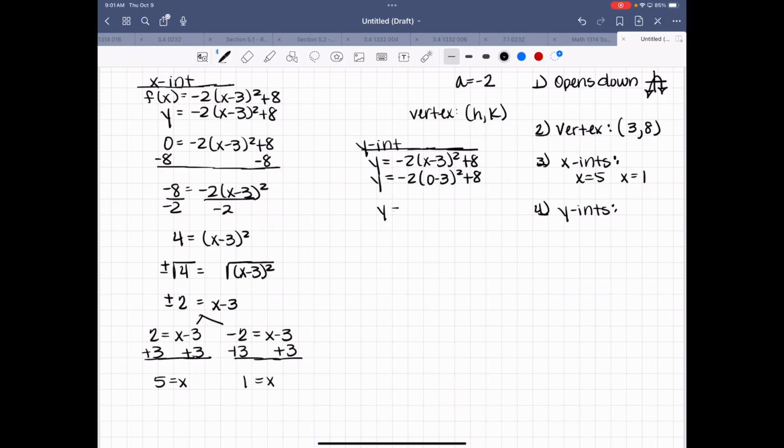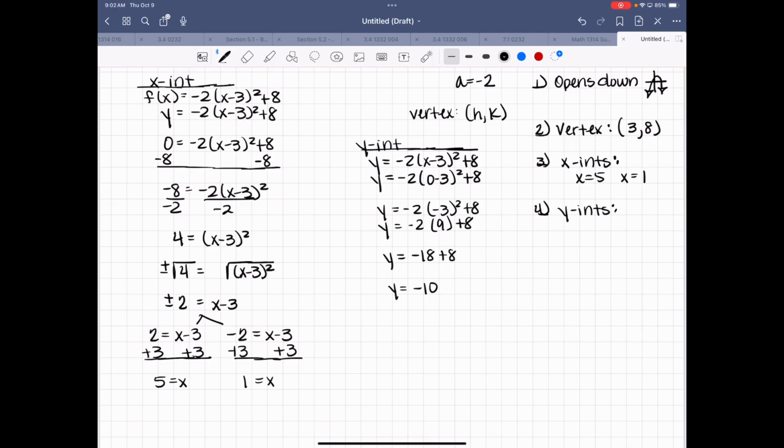Okay, that's going to give me y equals negative 2 times negative 3 squared plus 8. That's y equals negative 2 times 9 plus 8. So y will equal negative 18 plus 8. Y gives me negative 10. So I have one y-intercept.